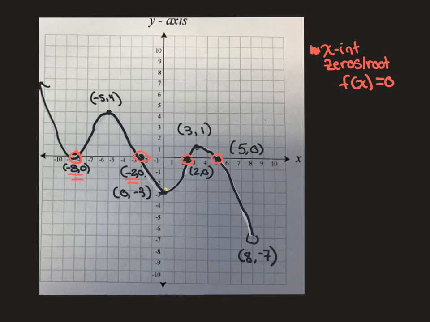Let's use this yellow right here. This one right here, that's my y-intercept. That's where x is 0. Okay, this is where things get a little bit trickier. I'm going to circle 2 dots, this one right here and this one right here. Both of these green things are maximums.